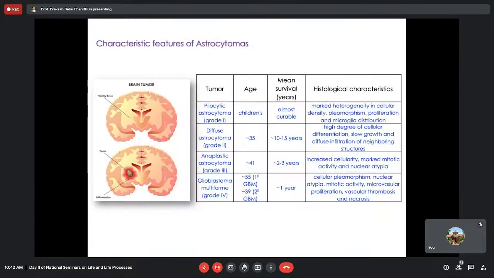So these are the grades of the tumor: grade 1, grade 2, grade 3, and grade 4. Grade 1 is normally seen in children, and this is mostly curable. Then grade 2 is seen at the age of around 35 years. It gives a lifespan of 10 to 15 years. Grade 3 is in the age group of 41 years. It gives a lifespan of 2 to 3 years. Grade 4 is above 55 years. It gives not more than 1 year of lifespan once it is diagnosed.